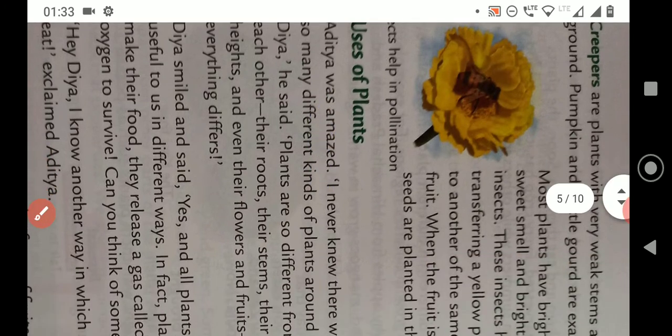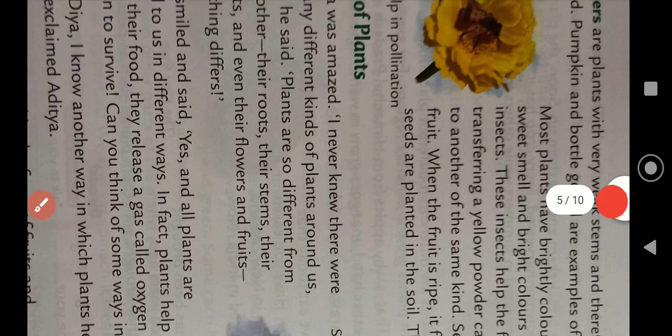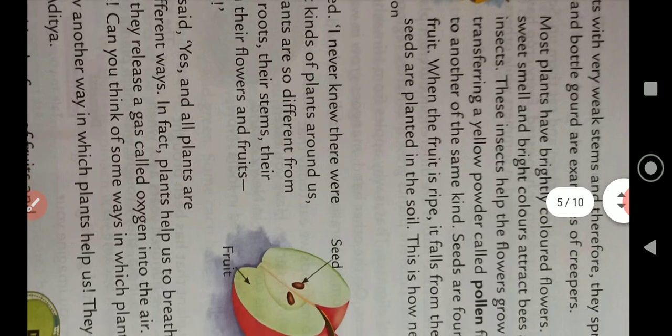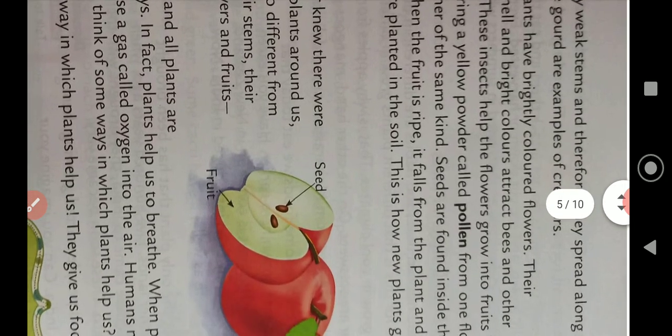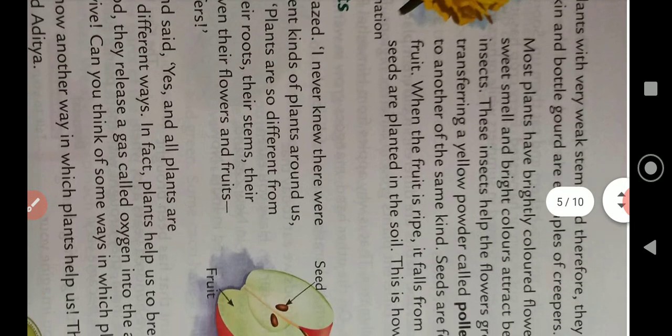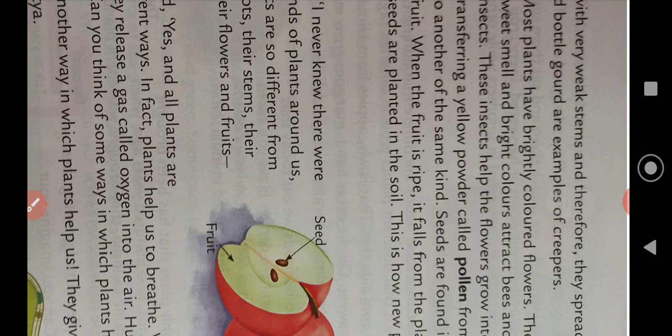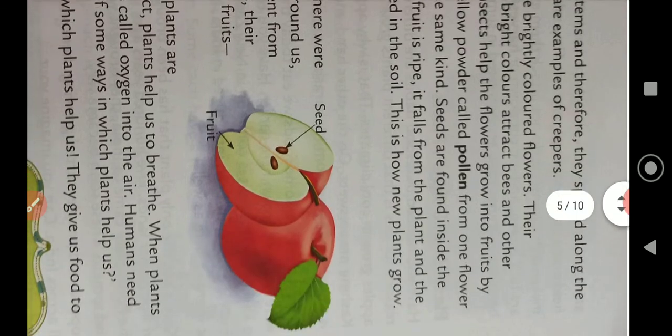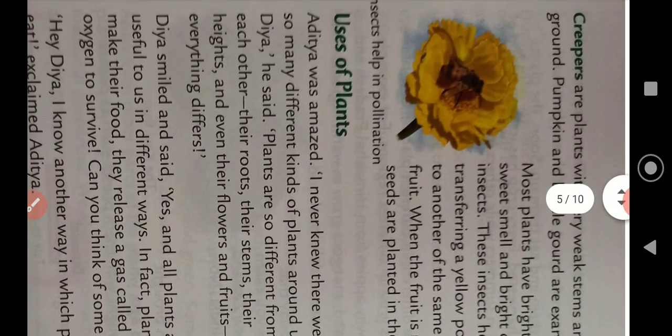Okay, children. So here the pollination occurs, and hence the seeds are found inside the fruit. When the fruit is ripe, it falls, and when it falls, the seeds come in contact with the soil, and then it gets planted and a new plant starts growing.